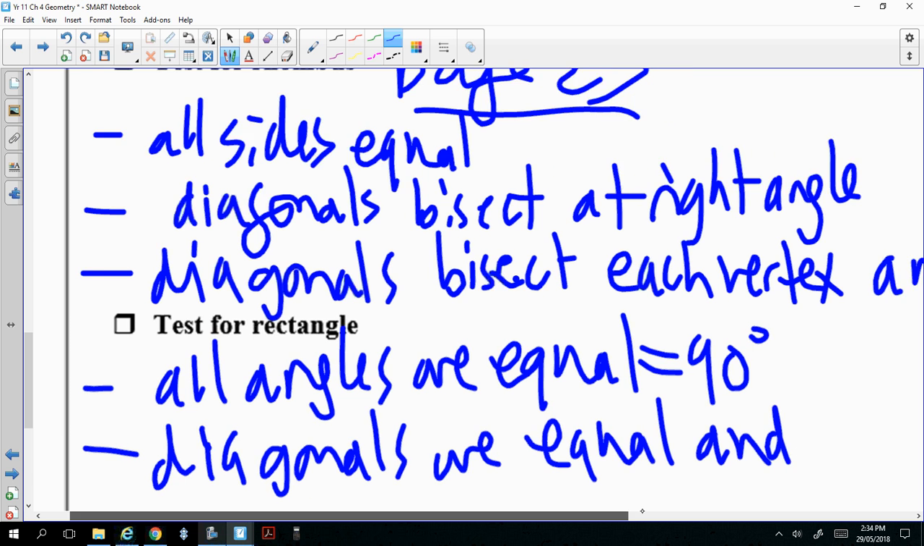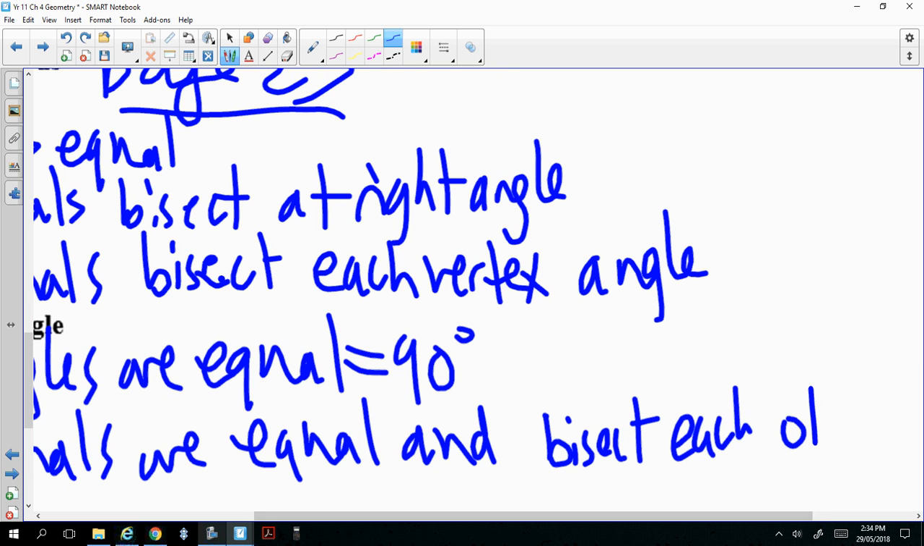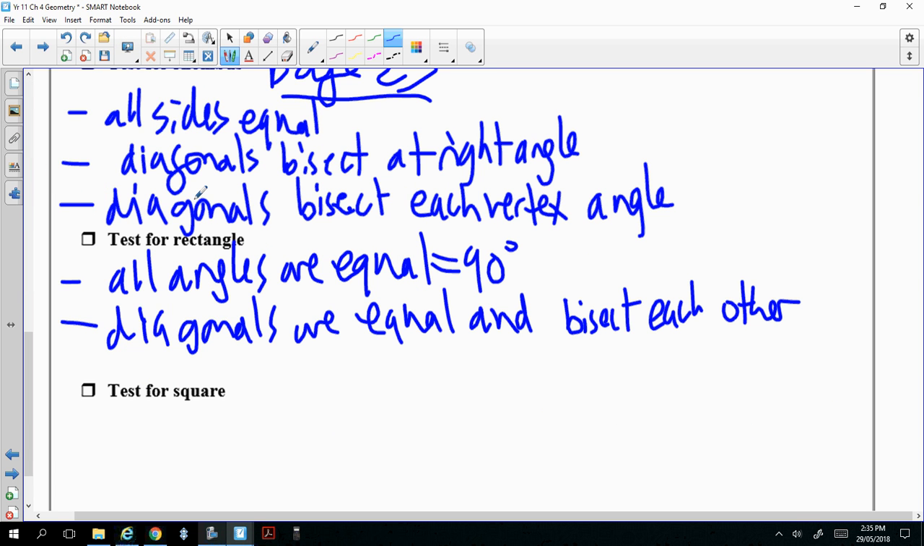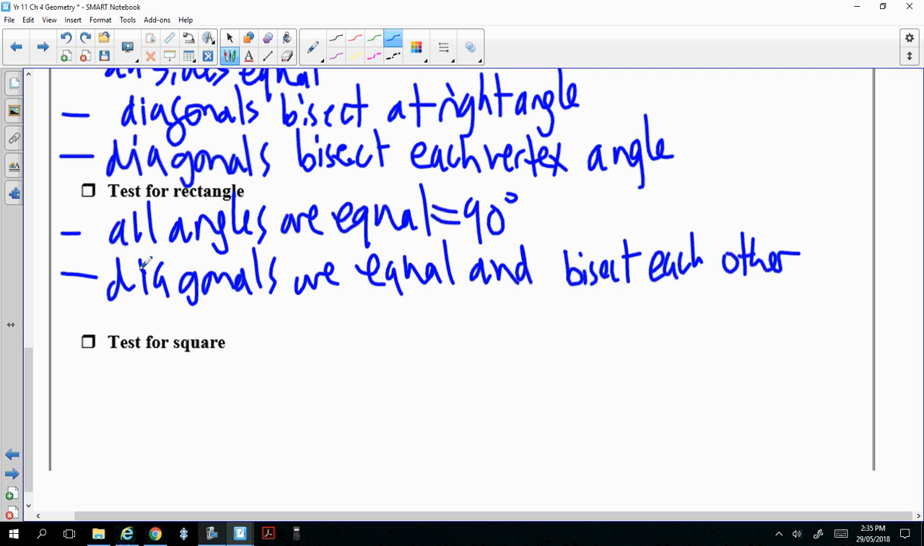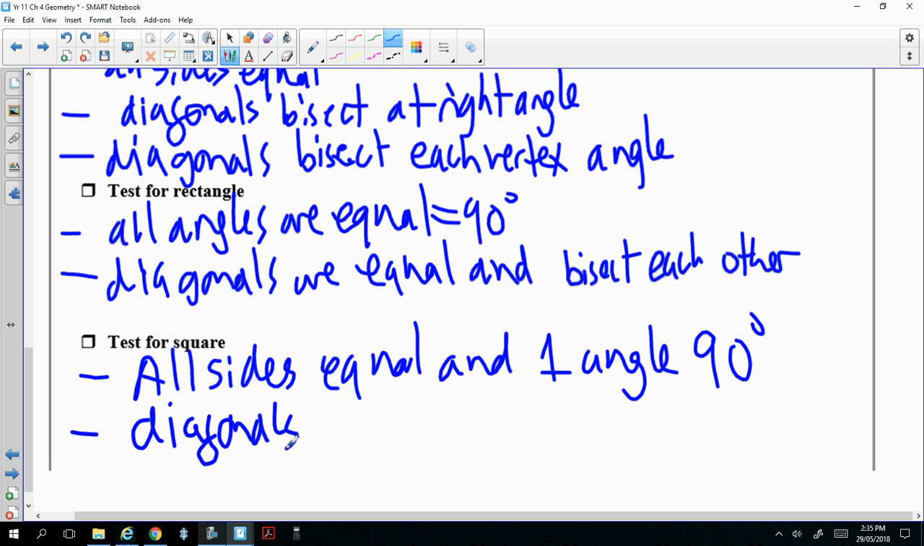And then finally a square, you just have to prove all sides equal and one angle 90 degrees. Or you can prove diagonals bisect each other at 90 degrees and diagonals are equal to each other. So basically proving both the properties of rhombus and rectangle.